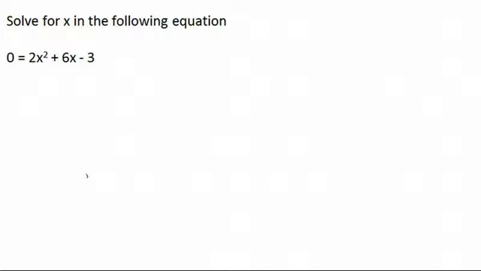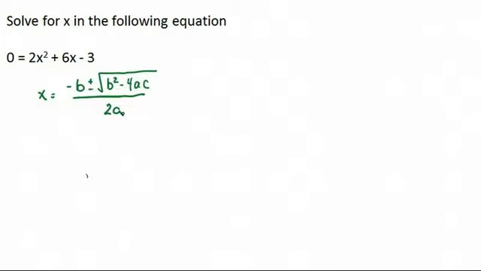So x is equal to negative b plus or minus the square root of b squared minus 4ac over 2a. And I strongly recommend you write that out every time, and it will just naturally become something you know. So negative b, if you want, you can write out a is equal to 2, b is equal to 6, and c is equal to minus 3.